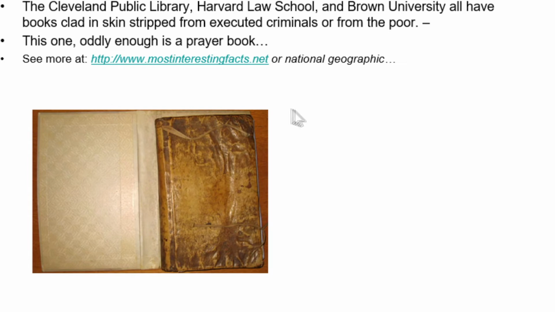Now, more things about skin. If we look at skin, we talk about things like books and belt buckles and even sheaths of swords. Even William Wallace was said to have made a belt of one of the guys he killed. I can't remember, the Earl of somebody or whatever. He made a belt of his skin. The Cleveland Public Library, Harvard Law School and Brown University all have books clad in skin, stripped from executed criminals or from the poor. I guess they didn't need it as much as everybody else.